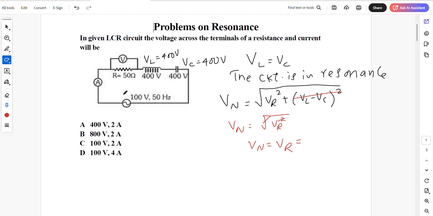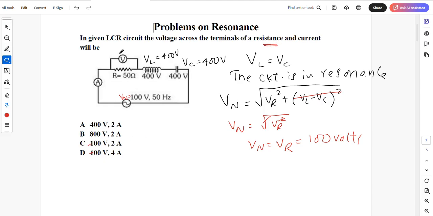How much have they given for V net? V net they have given 100 volts, that is equal to 100 volts. What exactly are you supposed to calculate? You are supposed to calculate the voltage across the terminals of resistance. The voltage across the terminals of resistance is 100 volts, that is the right answer.